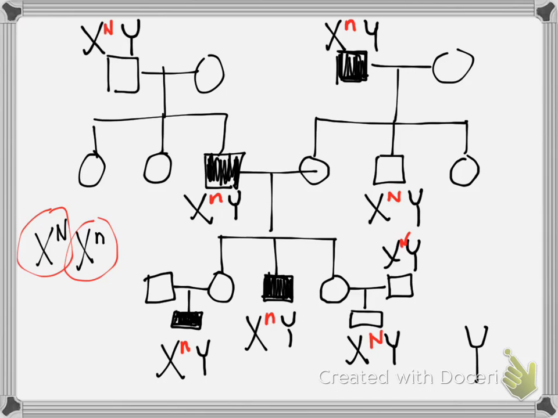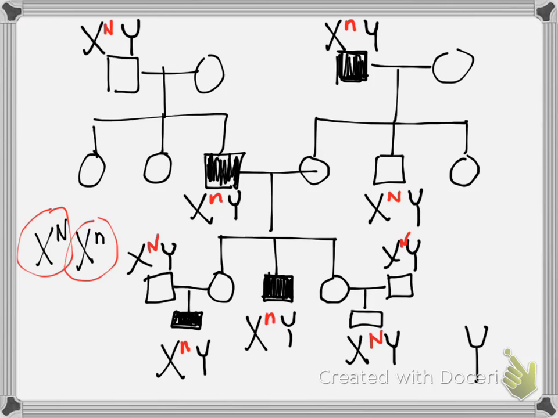Okay. Now, have we gotten all the males? No. Oh, that guy. Which one is he? X big N or X little n? Big N, because he's not affected. So once we have all of the males' genotypes in there, the easy thing to do now is that we can start identifying their mothers.